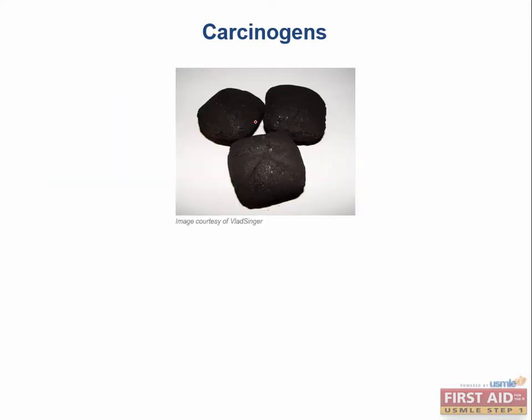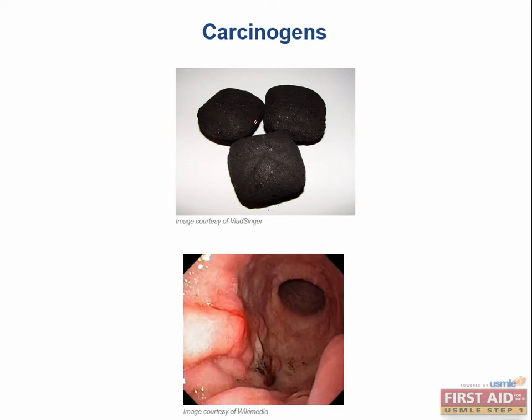Alright, charcoal. Smoked meats and charcoal grills, especially in Japanese countries, are associated with what types of cancer? Gastric, the stomach, right? There's toxins in the charcoal that actually can cause gastric cancer, and it's especially prevalent in Japan, so know that association. The boards like associations.